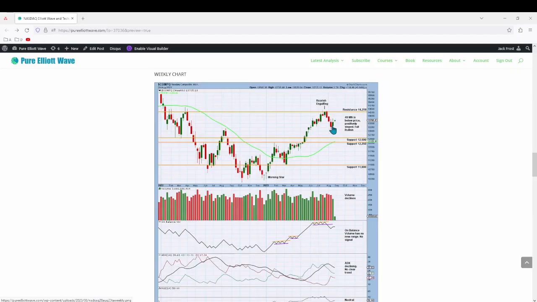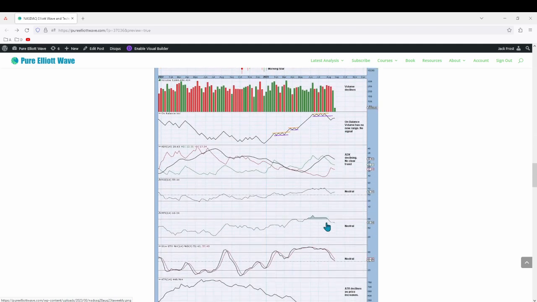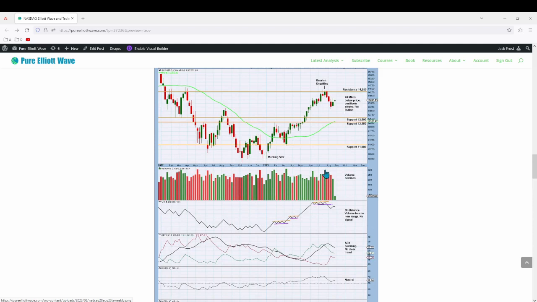On the technical weekly chart, price has moved up somewhat, moving towards resistance at 14250. Volume declines, with on-balance volume having no new range. ADX declines, showing no clear trend, with RSI and money flow both neutral and stochastics neutral, though moving down. Some decline in volume to the low 2 weeks ago shows a little weakness, and the bearish result of on-balance volume signal may be complete, with no new signal at this time frame.